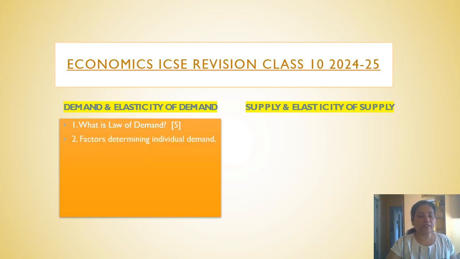And then next is, what are the factors determining individual demand curve? 5 marks, 5 points you're going to write for this. And what is normal good, inferior good, substitute good, complementary good? Children, again, these questions are each for 2 marks.